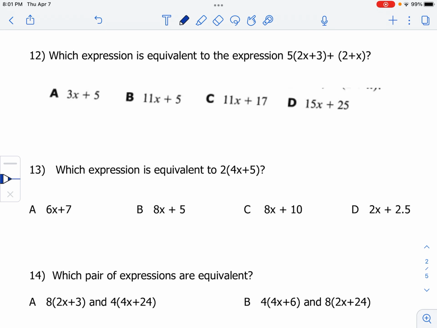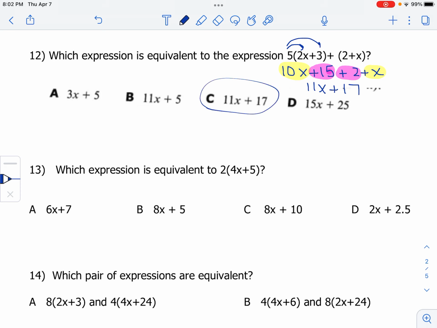Number 12, which expression is equivalent to the expression 5 times (2x plus 3) plus (2 plus x)? So we're going to distribute here. 5 times 2x is 10x, and 5 times 3 is 15. And we're just going to drop the parentheses here. There's nothing that we need to distribute. We can drop the parentheses because it's all addition here, and the commutative property tells us we can add in any order. We're going to combine our like terms now. That's 10x plus x, which would give us 11x. I'll use a different color for our constants. That's 15 plus 2, which is going to give us plus 17. That's choice C.